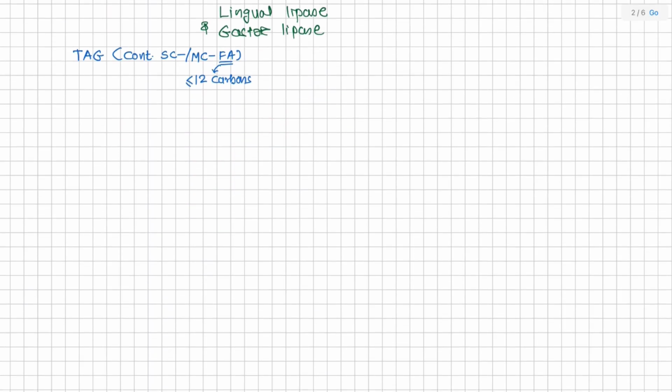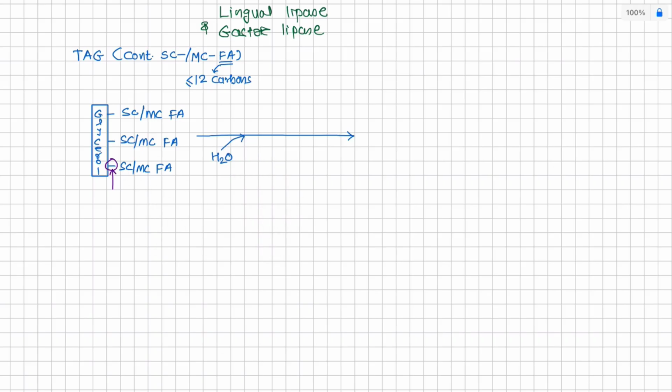So let's draw such a triacylglycerol structure. This is the glycerol backbone and 3 short chain or medium chain fatty acids attached to it. Now these enzymes are very specific. They only break the bond at carbon number 3. This is a hydrolytic reaction, so water is added and the fatty acid at position 3 is released.